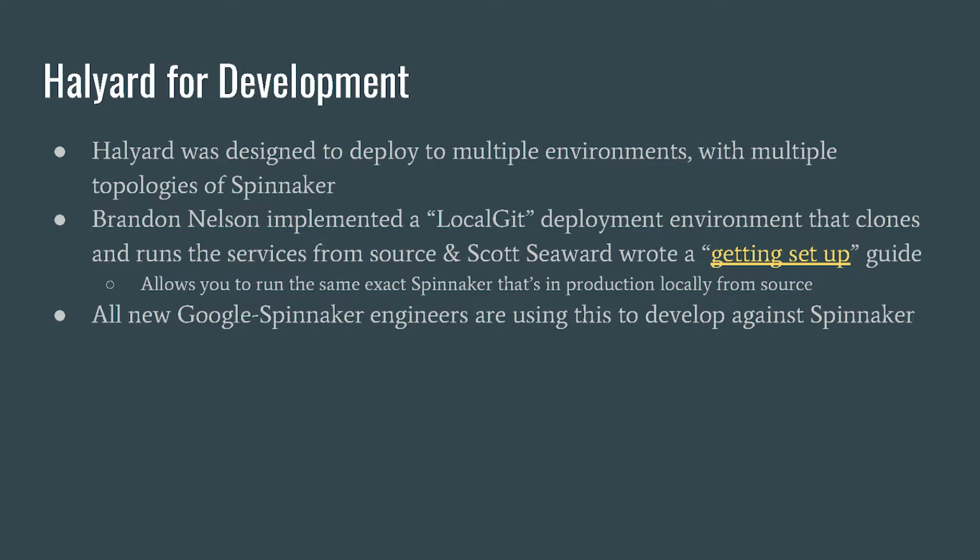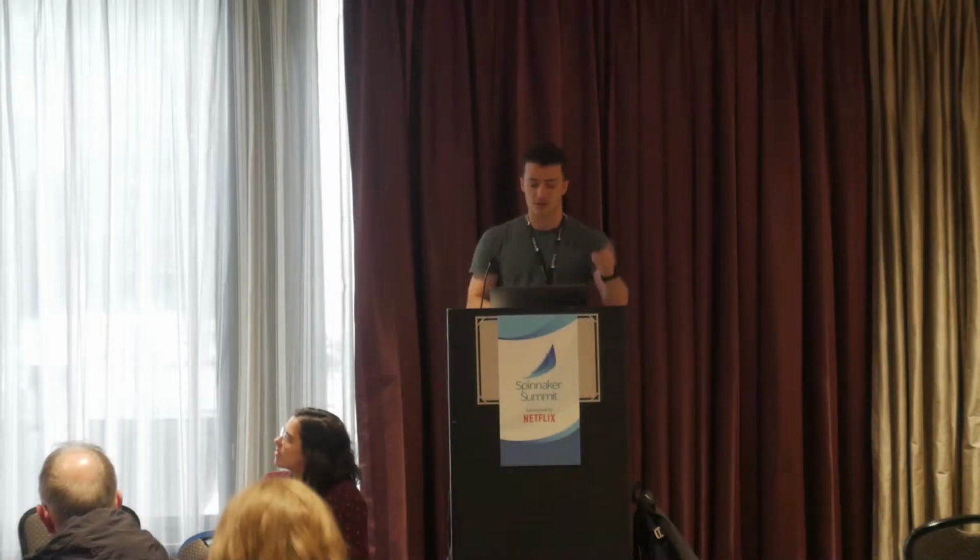So say, for example, you have Spinnaker in production, you're running Spinnaker, something's wrong, and you want to make a code change to exactly reproduce that issue and insert some debugger or whatever. You can take Halyard, take that exact same configuration you have for your production Spinnaker, have it clone those services from source, run them at the exact same commits that we built those services from, and then hopefully troubleshoot a little easier. So this was added by Brandon Nelson.